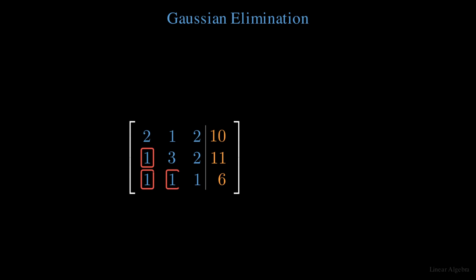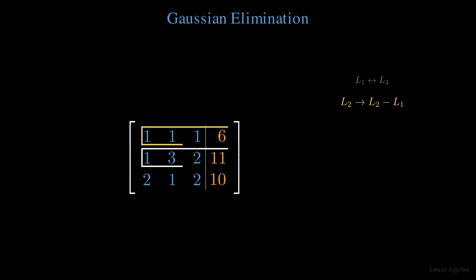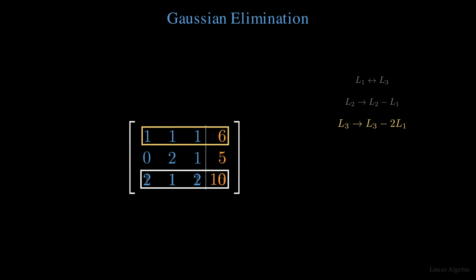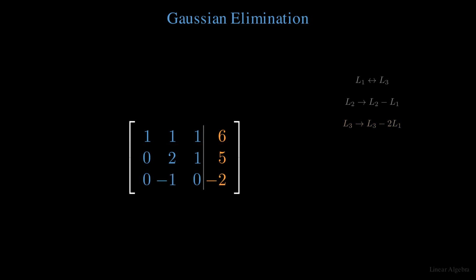So here is the plan, create zeros in these 3 positions, below the diagonal. Column by column, working from left to right. First move, swap row 1 and row 3, to get a 1 in the top corner. That entry is our first pivot. Now we clear the first column. Subtract row 1 from row 2, the first entry becomes a 0. And subtract twice row 1 from row 3. First column, done.